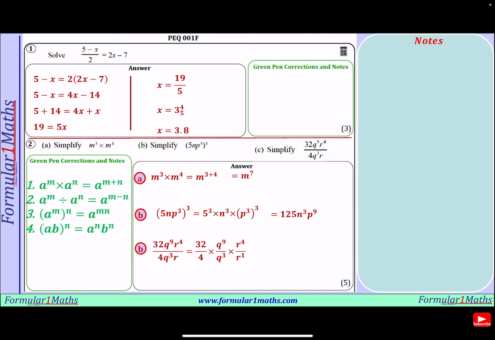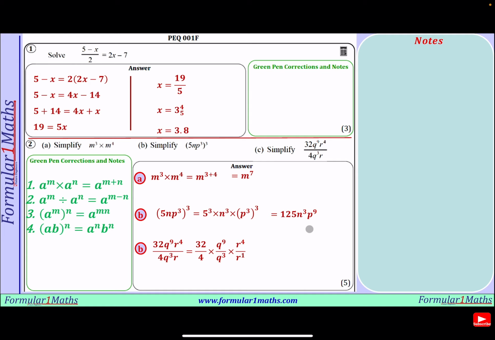For C, it would be good to rewrite this as 32 over 4 times q to the power 9 over q to the power 3 times r to the power 4 over r to the power 1. We did not need to write this as power 1. But just for clarity, I've put it here because some students are tempted to think that it's 0. It's not, it's 1. So from here, we can go and use rule number 2 to evaluate these ones here.